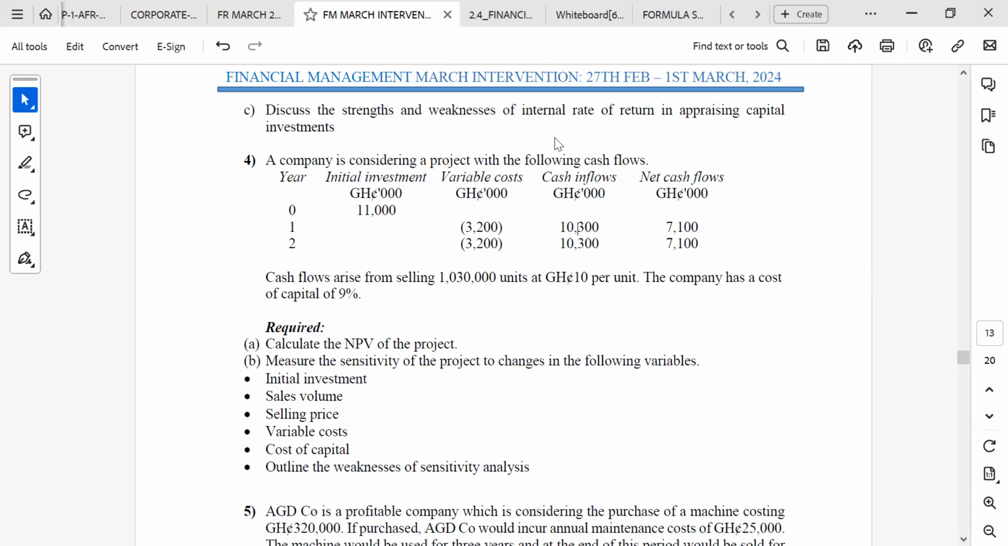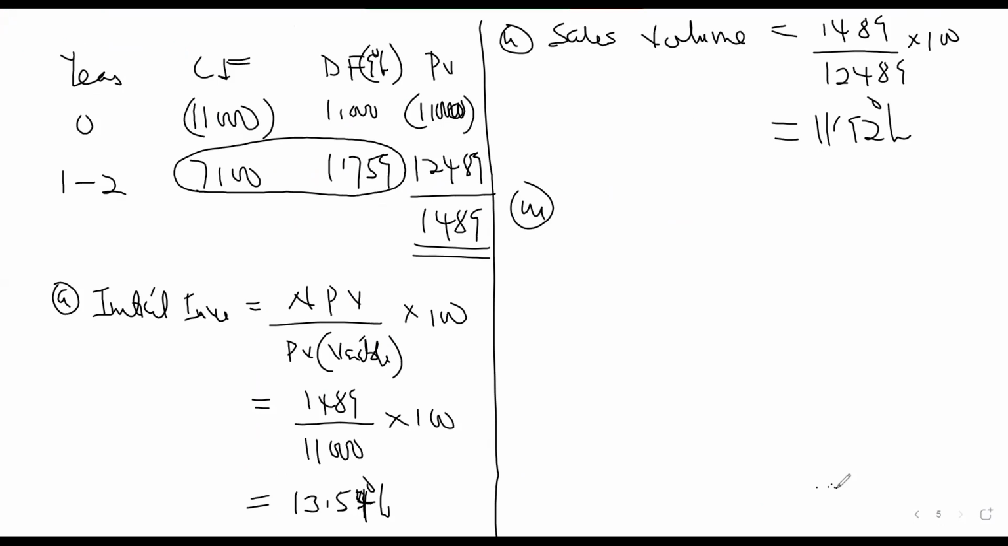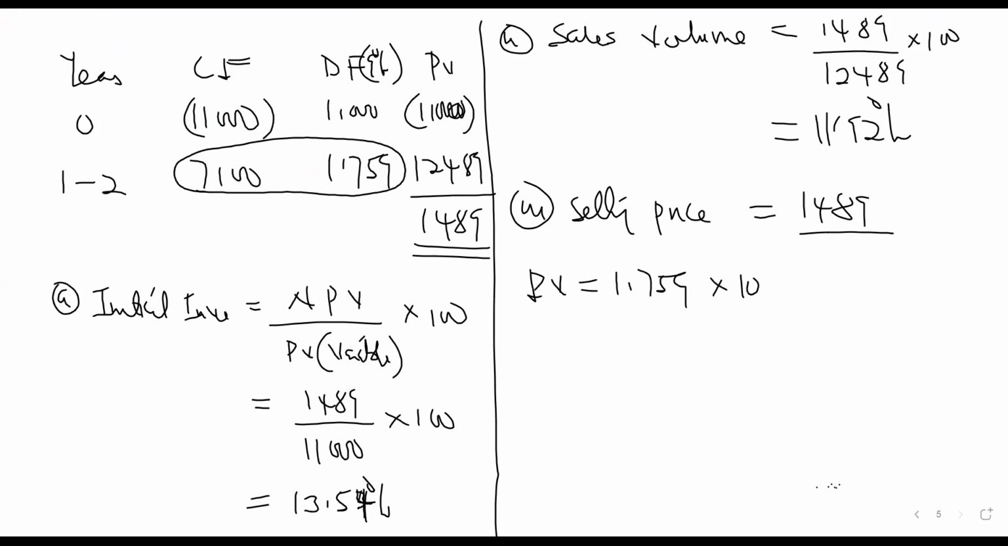All right, so let's come to the selling price. The selling price will be the revenue. So 1489 divided by the present value of the revenue. You can find the present value of the revenue as 1.759, that is the annuity, multiplied by 10,300. What are we having?